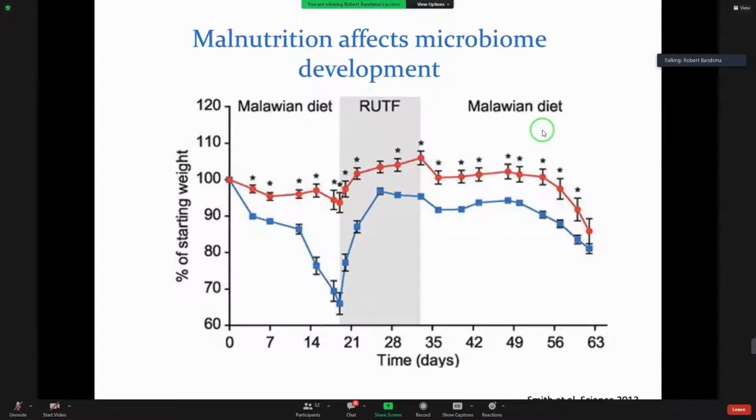Yeah, so this is real proof for a causal relationship, because these mice were treated the same. The only thing was the change in the microbiome, and that's what led to differences in their weight. So that tells you that the microbiome can have a direct effect on growth.